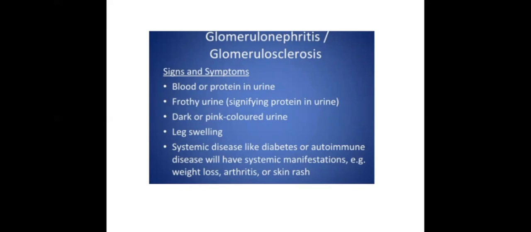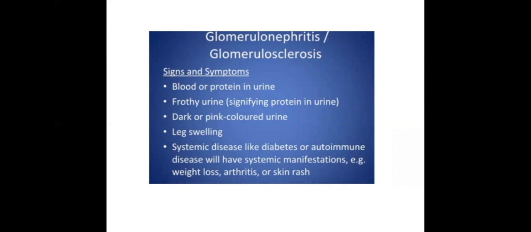If the person has glomerulonephritis, then their urine is going to contain blood and protein. Generally our urine does not contain protein and blood, but in glomerulonephritis, urine is going to have blood and protein. The urine will become milky in appearance. Dark or pink colored urine might be experienced by the patient.